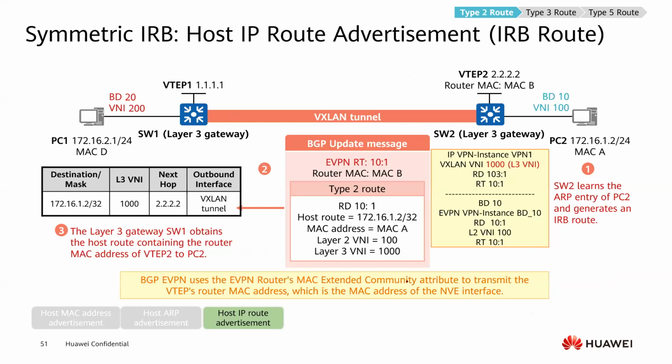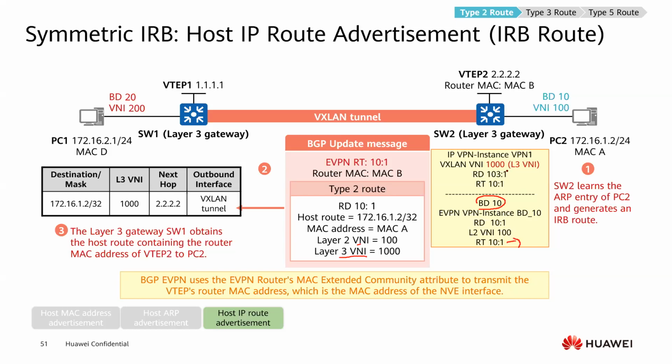So now let's look at symmetric IRB, the host IP route advertisement, how it works. Now we can find that we have PC2. PC2 has its MAC address and IP address. Switch 2 will learn the ARP information of PC2 and generate an IRB route. Notice it is the IRB route, so it means it will have the level 2 VNI and the level 3 VNI. The level 2 VNI is the VNI configured inside the BD. We can find that in BD10 we configured an EVPN instance, and it has the RT values.